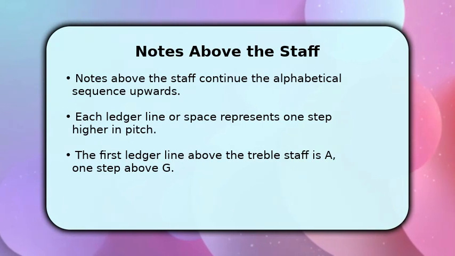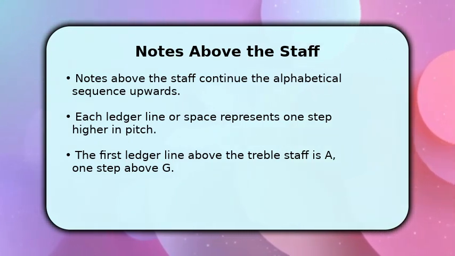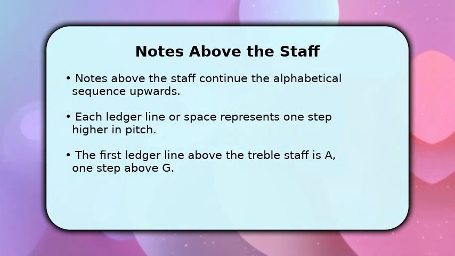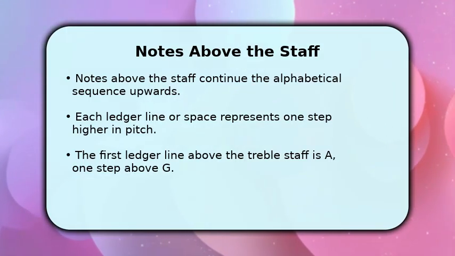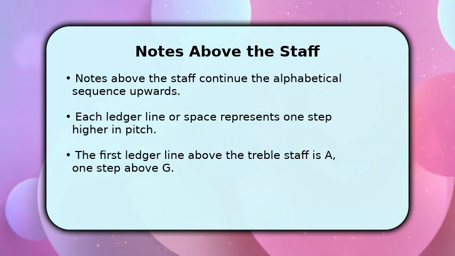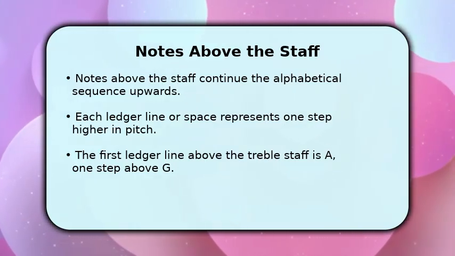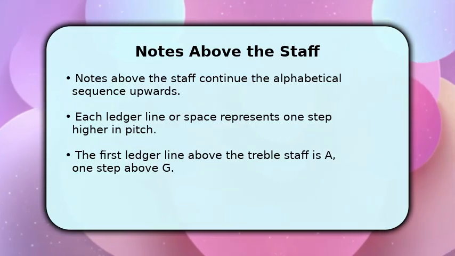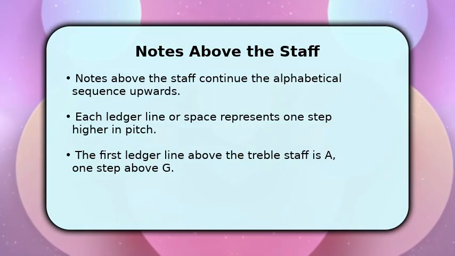When reading notes above the staff, remember that each ledger line and each space between them represents a step up in pitch. For the treble clef, the top line is F, the space above that is G, and the first ledger line above the staff is A. Continue this pattern, moving alphabetically upwards. For example, 2 ledger lines above the treble staff would be C, 2 steps above the top line.